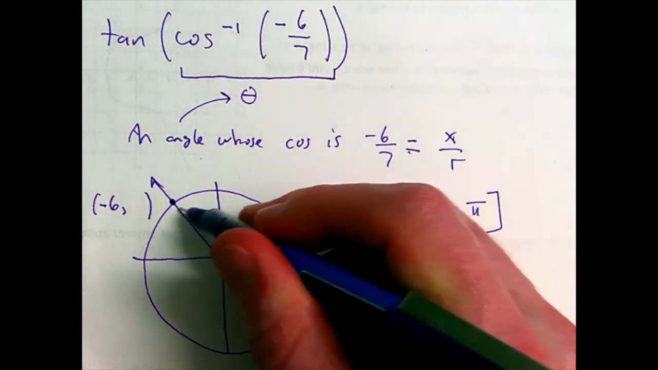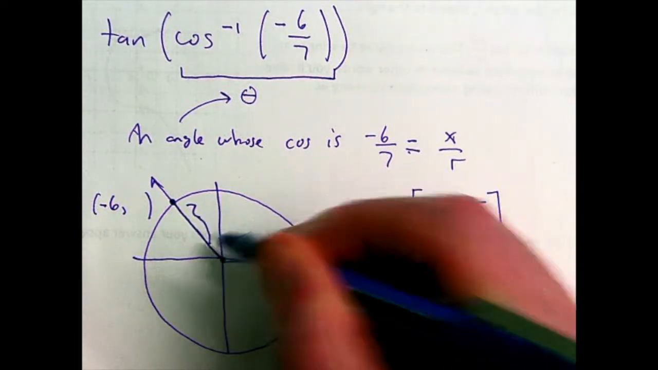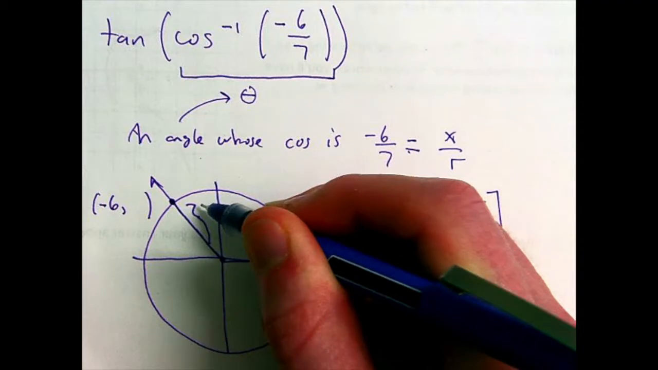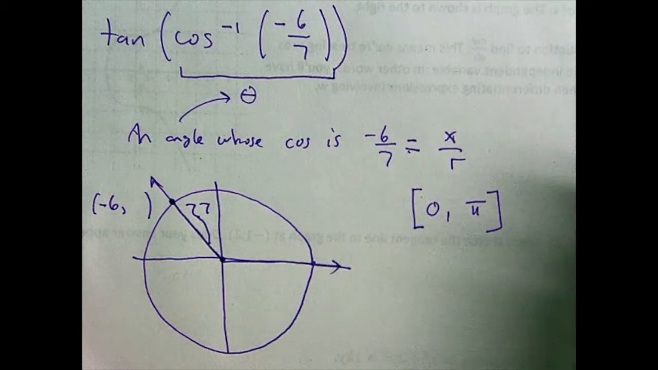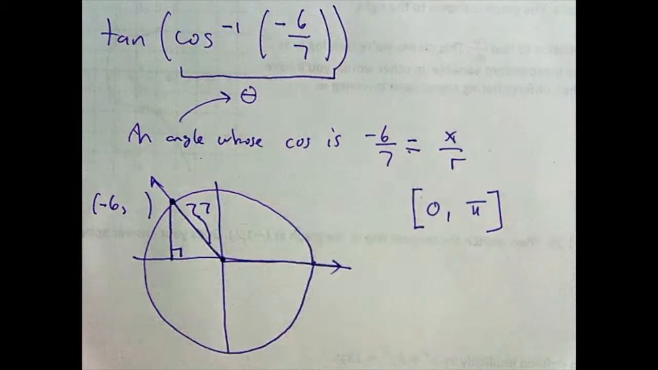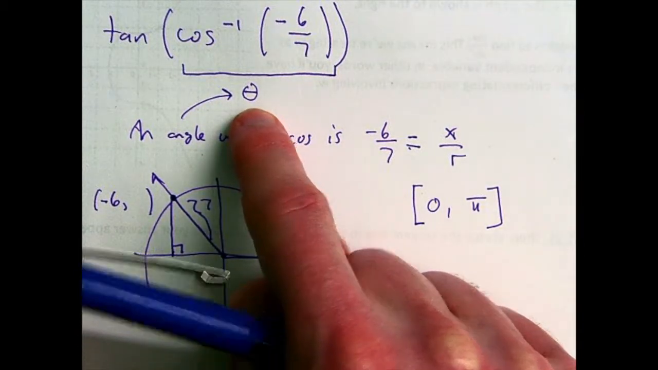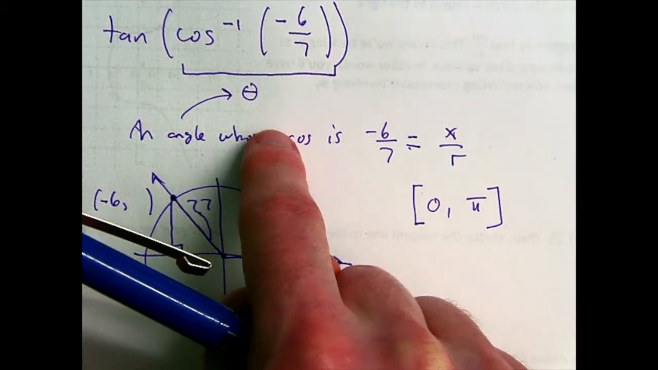But I also know that the radius, that is the distance from the origin right here, is 7. Okay? Now, I do the usual thing. I make a right triangle. As far as why I make a right triangle, let's just see ultimately what I'm trying to do. I'm trying to find the tangent of theta, right?